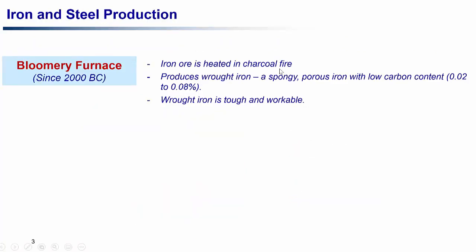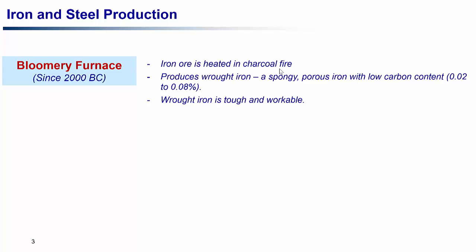Steel is produced from iron ore. Iron forms 5% of Earth's crust, and it is the fourth most abundant element after oxygen, silicon, and aluminium. We have been using iron since 2000 BC, from the beginning of the Iron Age. In ancient times, iron ore was heated in charcoal fire in bloomery furnaces. The charcoal reacts with oxygen, generating first carbon monoxide and then carbon dioxide.